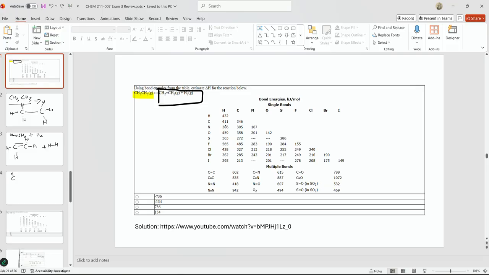Okay, I'm gonna add these up. All right, so we have 1044. So we just subtract these two, minus 1034. So the answer will be 134, the change in H. Okay. Does that help a little bit?